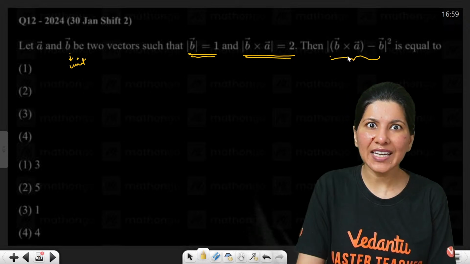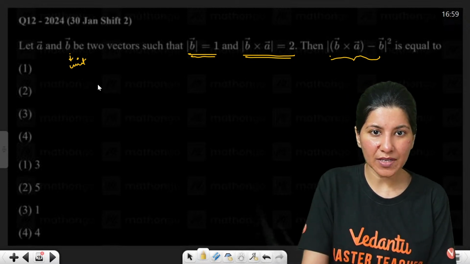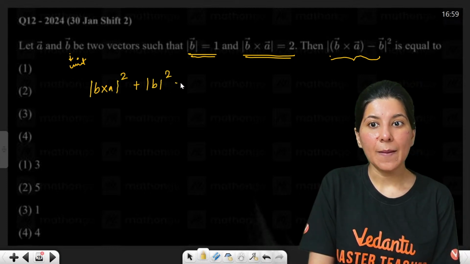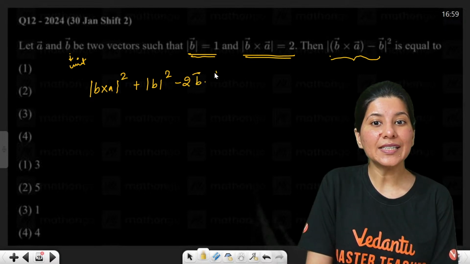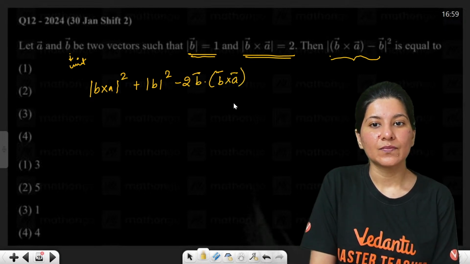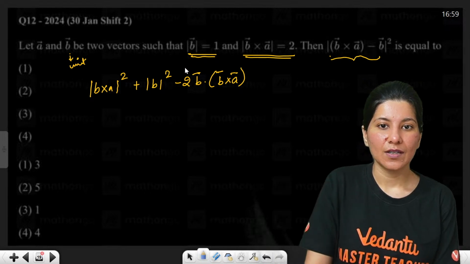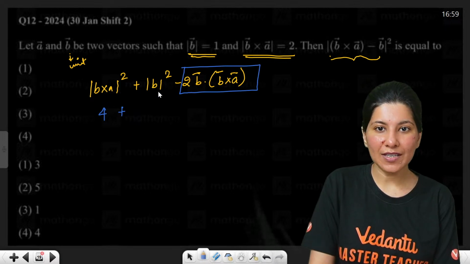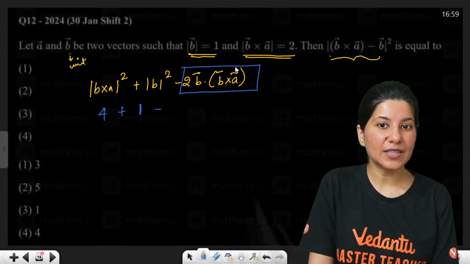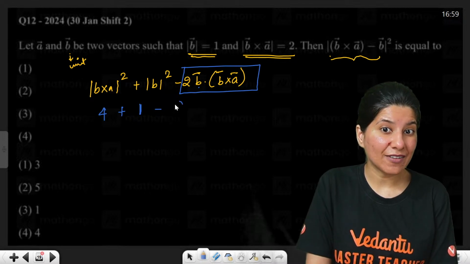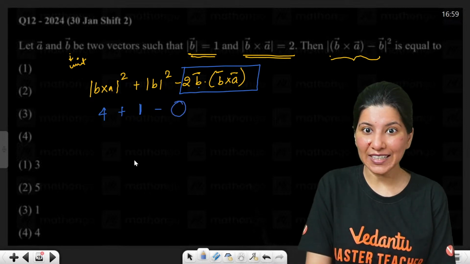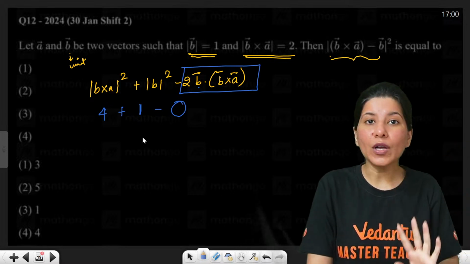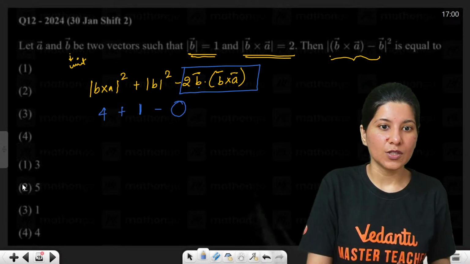B cross A minus B. Again, we need to square it. A minus B whole square, remember? So this is going to become B cross A square plus B square minus 2. Now who will tell me what we can write here? So B cross A square is pretty obvious, 4. B square is also pretty obvious, 1. What about this thing? B dot B cross A will be 0. I told you, right? A cross B or B cross A, if you take dot with B or A, gone, 0. So answer is 5.